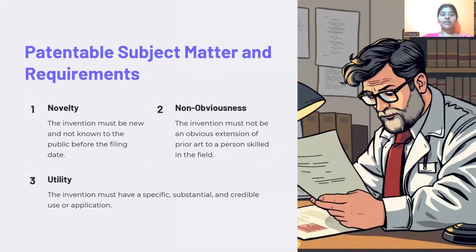Next is patentable subject matter and requirements. First is novelty. The invention must be new and not known to the public before the filing date. Next is non-obviousness. The invention must not be an obvious extension of prior art to a person skilled in the field. Next is utility. The invention must have a specific, substantial, and credible use or application. So these three are the requirements of patentable subject matter.